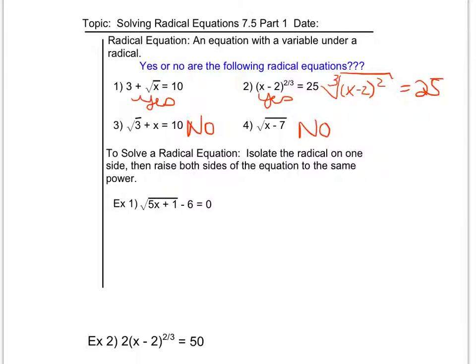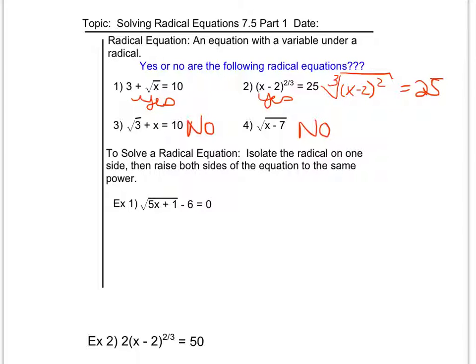So how do I solve radical equations? Well, what I want to do is start by isolating the radical, and then I'll raise both sides of the equation to the same power in order to get rid of that radical. It's kind of similar to when we looked at absolute value equations before, where we talked about how we had to isolate those first as well. So let's go through a couple examples on this.